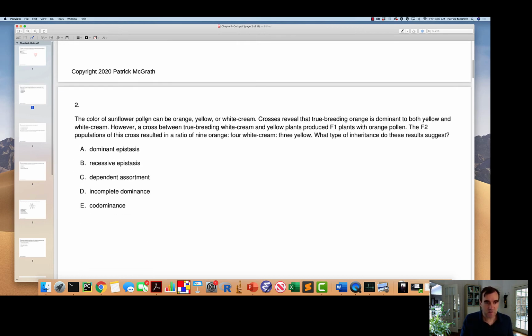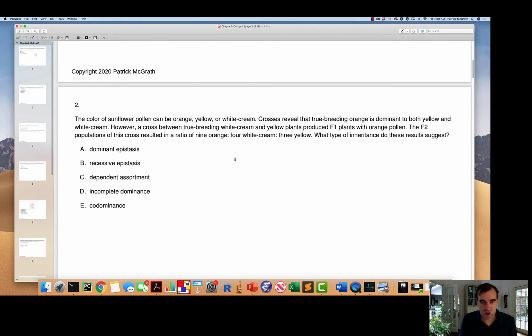The color of sunflower pollen can be orange, yellow, or white cream. Crosses reveal that true breeding orange is dominant to both yellow and white cream. However, a cross between true breeding white cream and yellow plants produces F1 plants with orange pollen. The F2 population of this cross results in a ratio of 9 orange, 4 white, and 3 yellow. So what type of inheritance does this suggest?